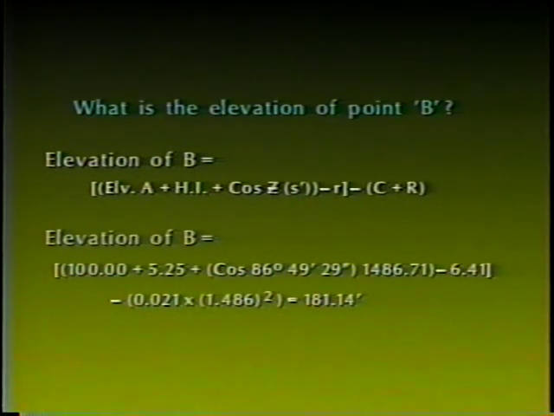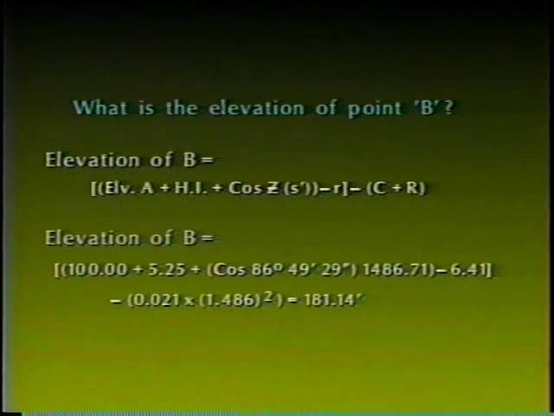The elevation of B is equal to the elevation of A, 100 feet, plus the HI of the instrument, 5.25 feet, plus the cosine of the zenith angle, 86 degrees, 49 minutes, 29 seconds, times the slope distance of 1,486.71 feet, minus the HI of the prism, 6.41 feet, and minus the correction for curvature and refraction, 0.021 times 1.486 squared, to equal 181.14 feet for point B.